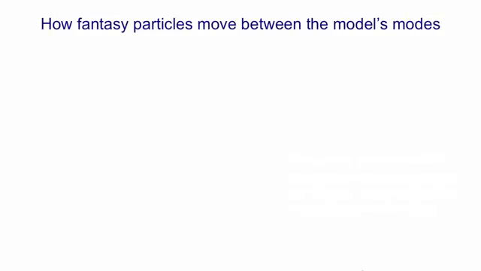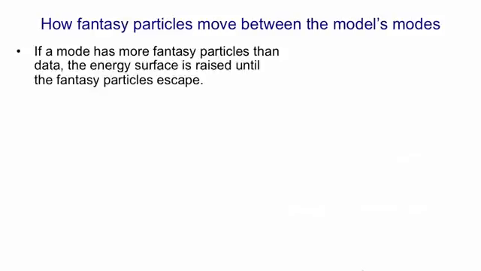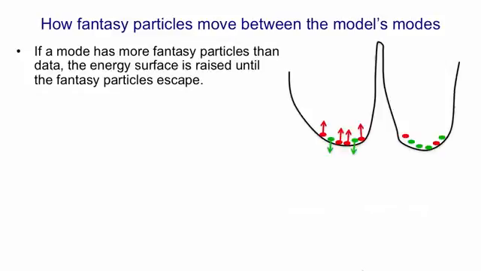So here's a picture that shows you what's going on. If there's a mode in the energy surface that has more fantasy particles than data, the energy surface will be raised until the fantasy particles escape from that mode. So the mode on the left has 4 fantasy particles and only 2 data points. So the effect of the learning is going to be to raise the energy there.